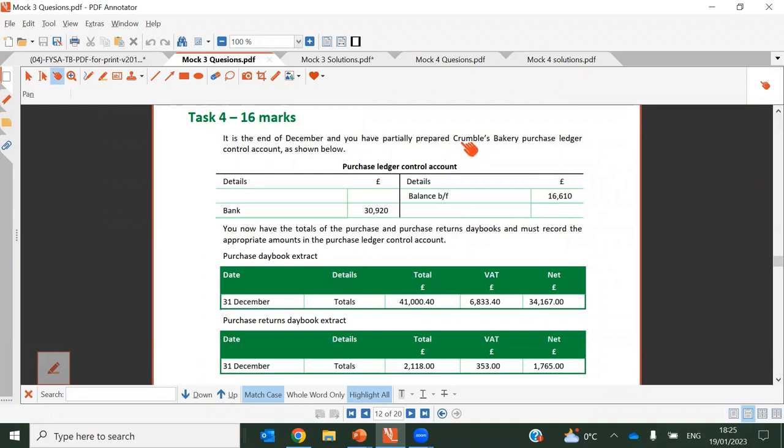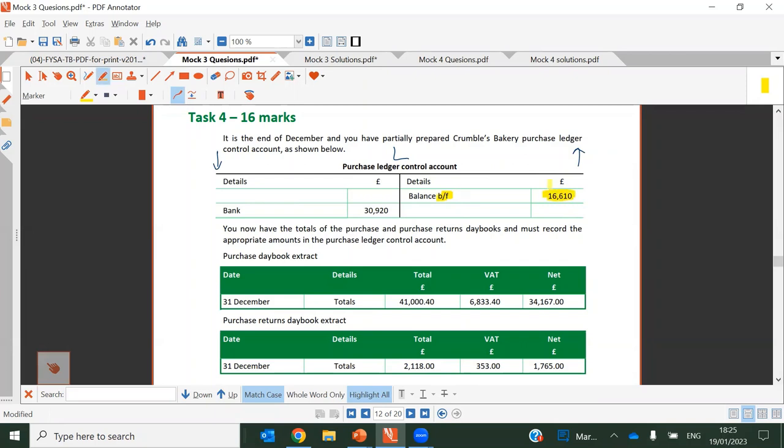We are partially preparing Crumbles Bakery's purchase ledger control account, i.e. this is our liability. We owe our suppliers for the flour or the milk or the eggs or whatever we have purchased, we owe them. Right, so purchase ledger control account, credit side, liability account. As we said, because it's credit side, we'll be increasing over here on the credit side, decreasing over here on the debit side. We would expect the brought forward balance to be over here on the credit side.